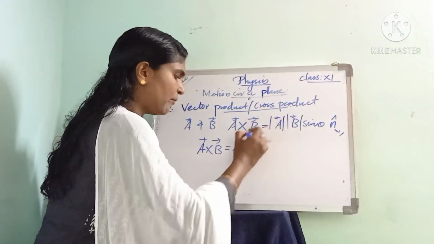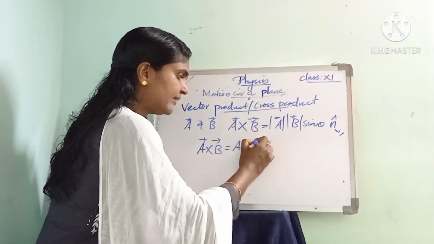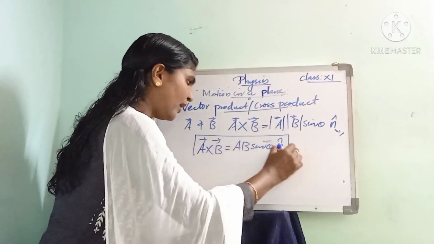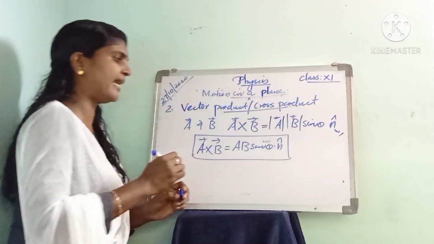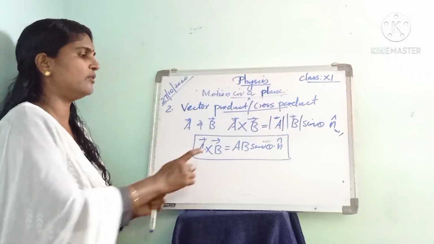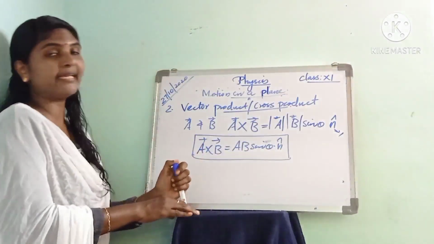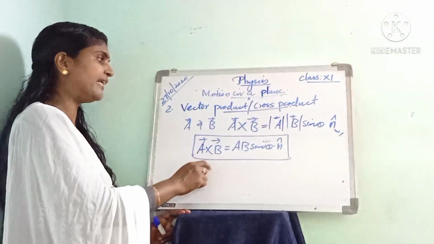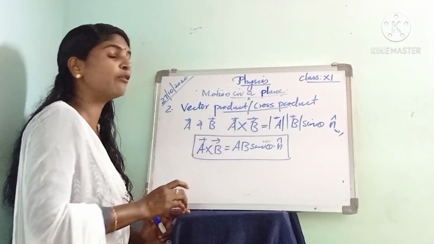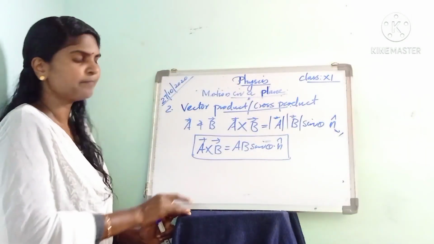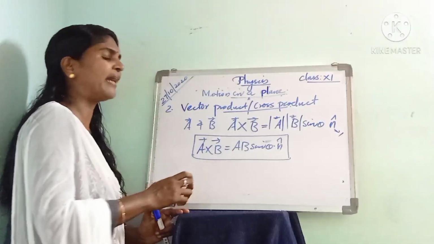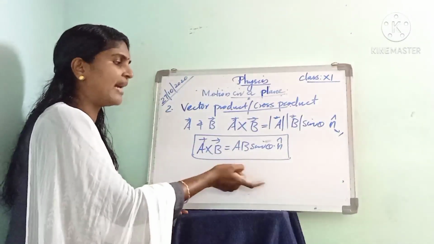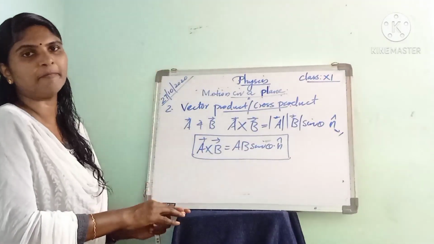Actually A, then modulus of B is B, then sine theta into n cap. This is actually what? The cross product of two vectors A and B. A cross B is equal to AB sine theta into n cap. So we can define the vector product or the cross product of two vectors A and B as the product of magnitudes of A and B and sine of the angle between A and B.